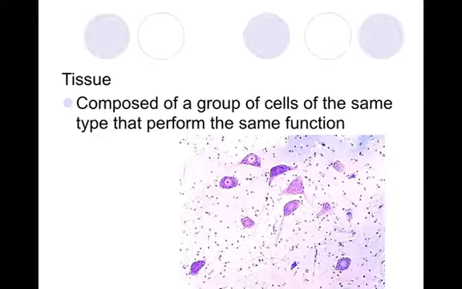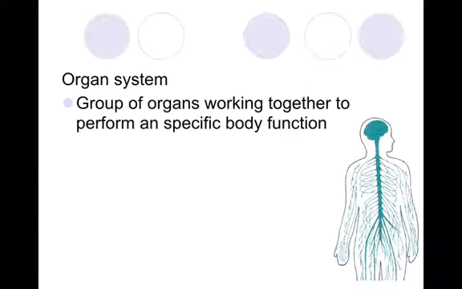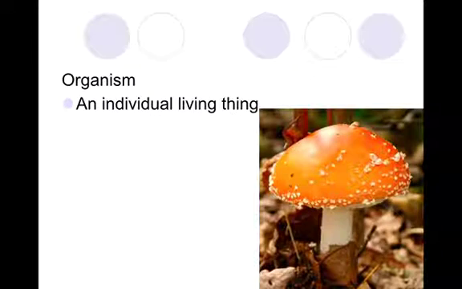Next, we have like cells that come together. They perform the same function and they make up tissues. If I then take several types of tissues that perform a specific function, those make up organs. When I have organs working together to perform a specific function, that becomes the organ systems. The organ systems all come together to work together, and that becomes an individual living thing or an organism. So please make sure you know those levels.